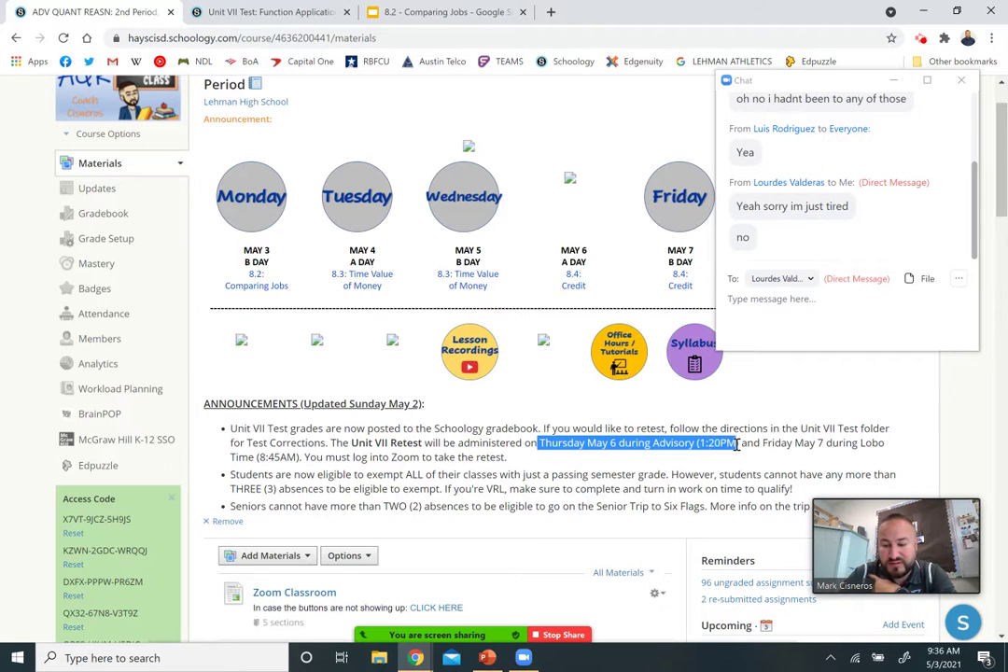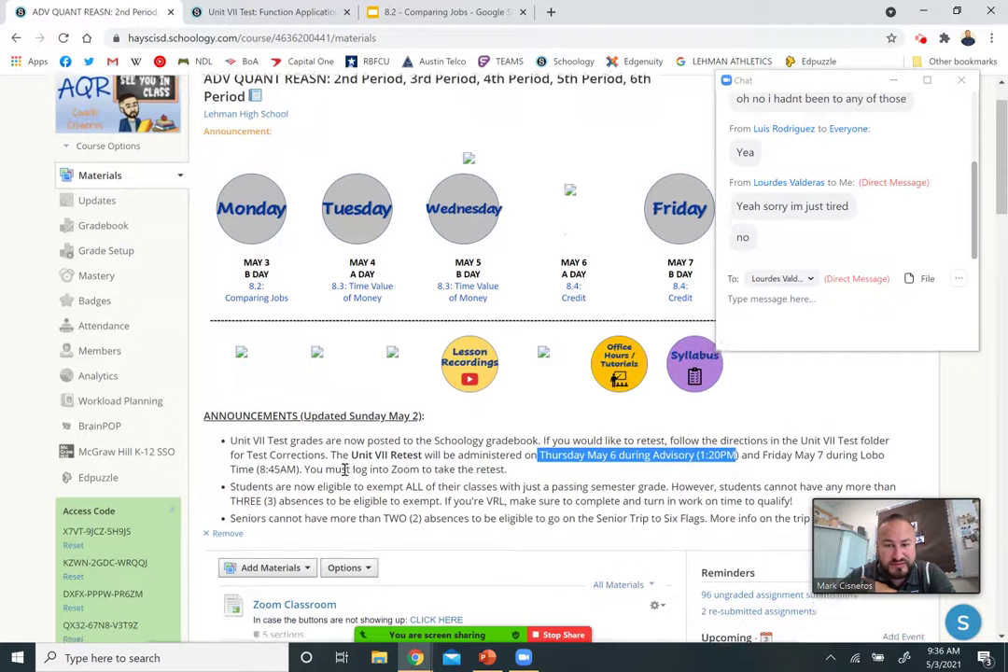So this is coming up on Thursday or Friday during Libo time. One of those two times will be retest time. You don't need to sign up for either of those times. You just show up in one of those times if you want to retake it, as long as you've turned in your test corrections. Make sure you follow the directions in the test corrections.